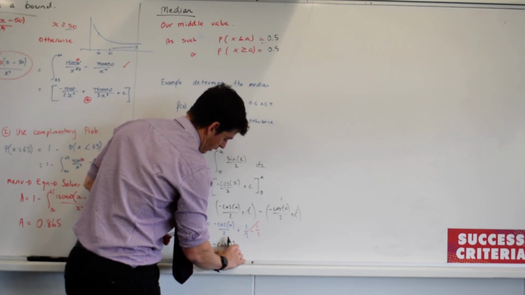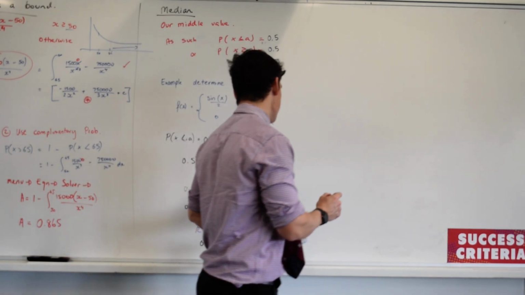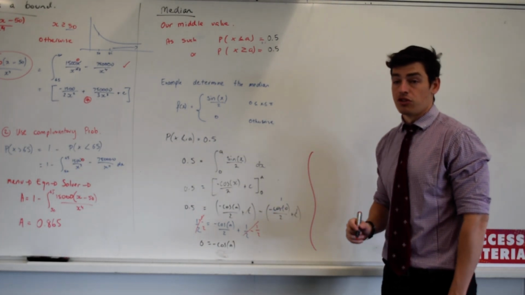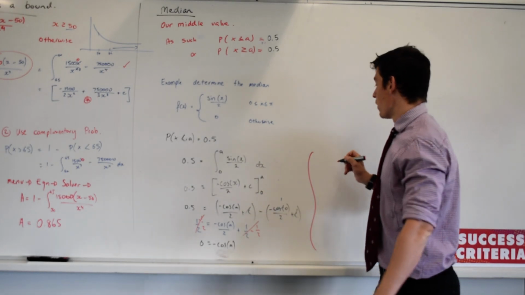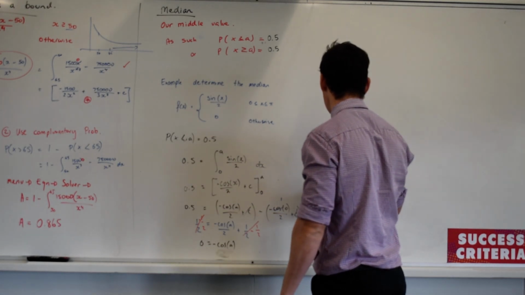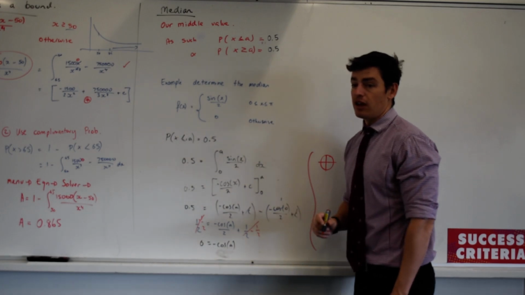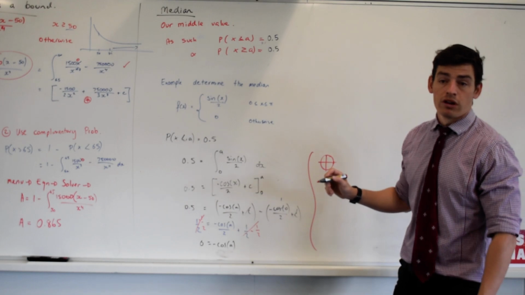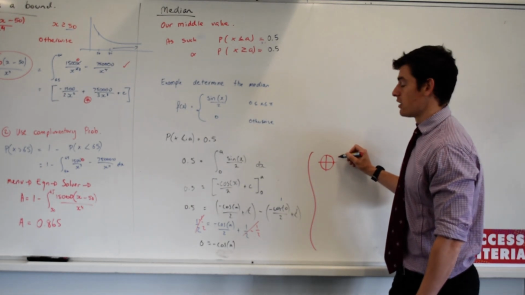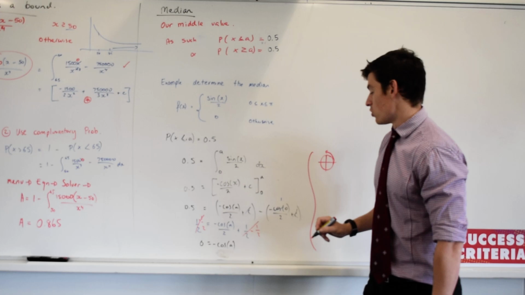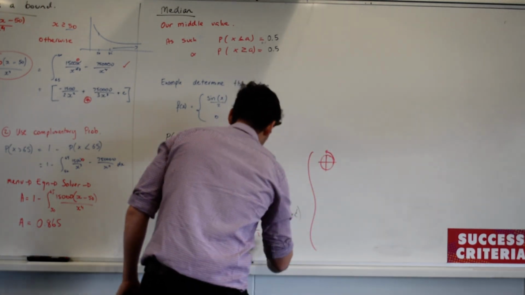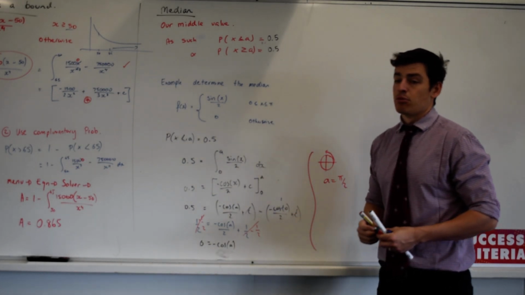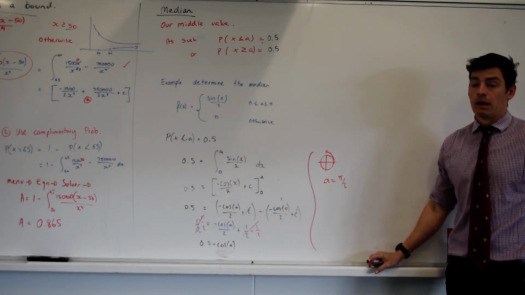So what am I really saying here? I want to know when cos is equal to 0, when the cos function is equal to 0. Where on my unit circle does cos equal 0? Where's within my domain, where's the first one? If I start at 0, now cos is my x or my y? X. So where's the first time my x equals 0? What's the angle? Pi on 2. So A is equal to pi on 2. That's my median value.